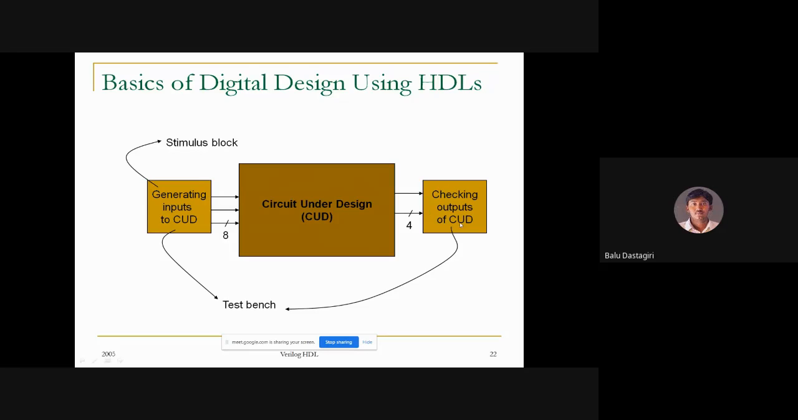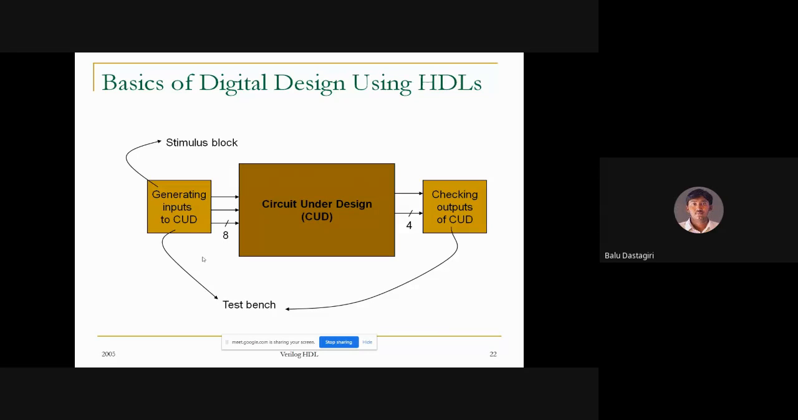So now we have to check whether the outputs we got are correct or wrong. The process of generating the inputs and checking the outputs will be done by using the test bench. So in order to design a digital system by using HDL, we have to write two types of programs. One is the HDL program for the circuit under design, and the second one is the corresponding test bench.